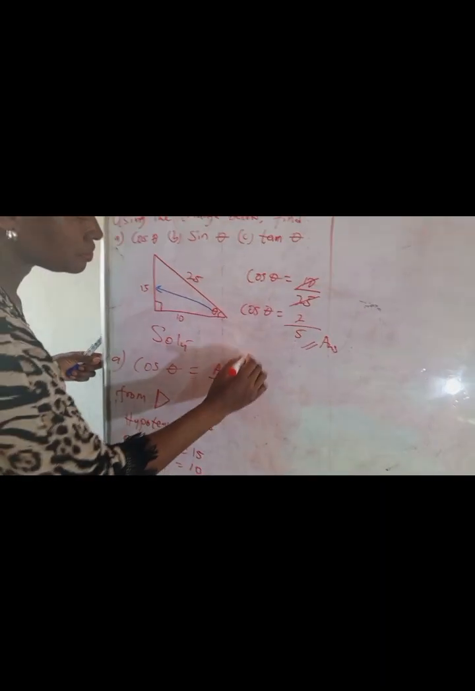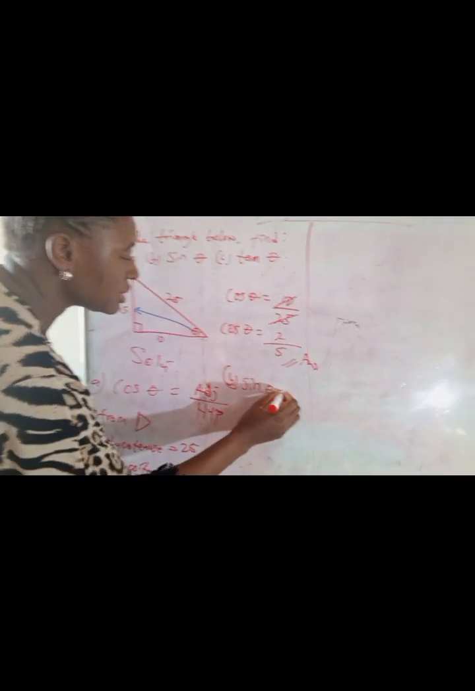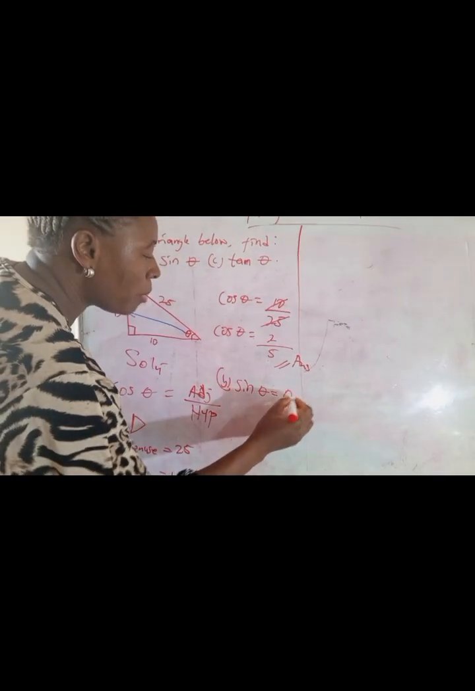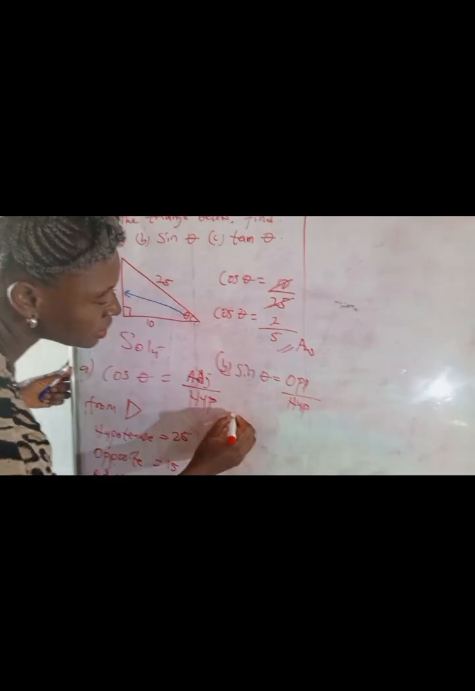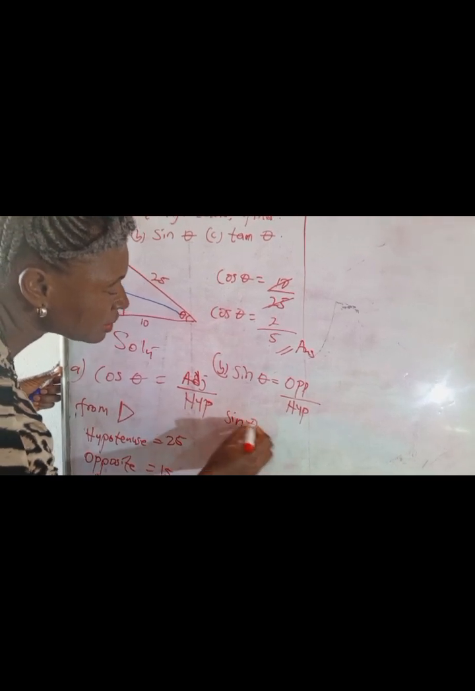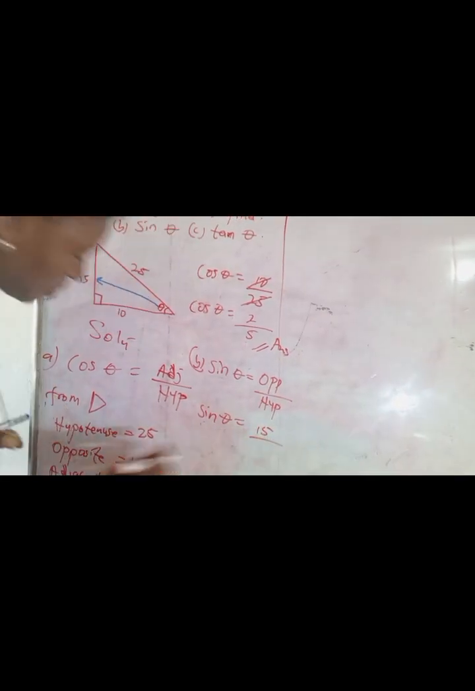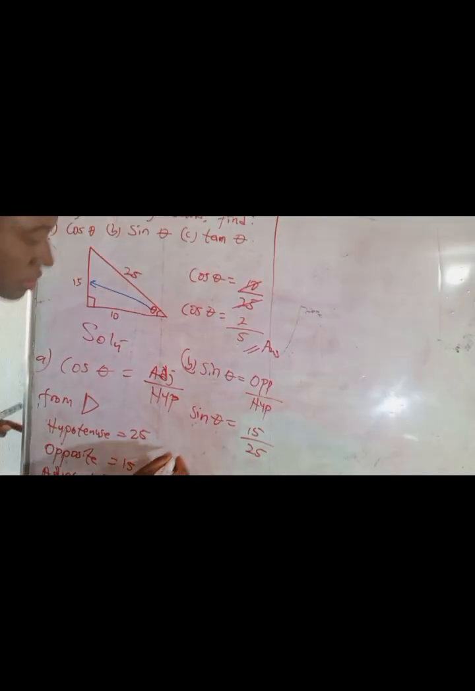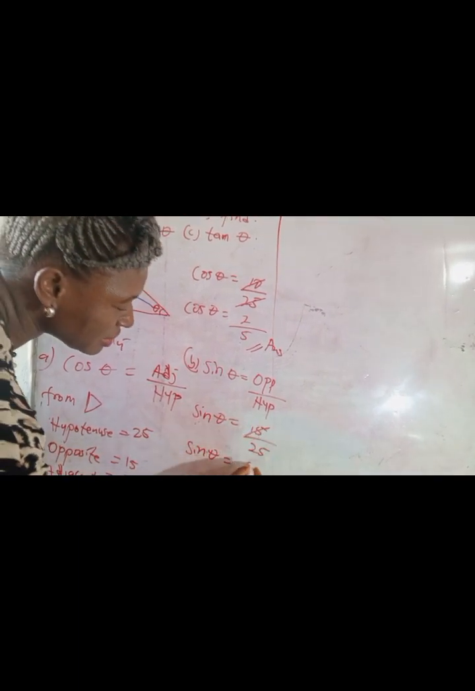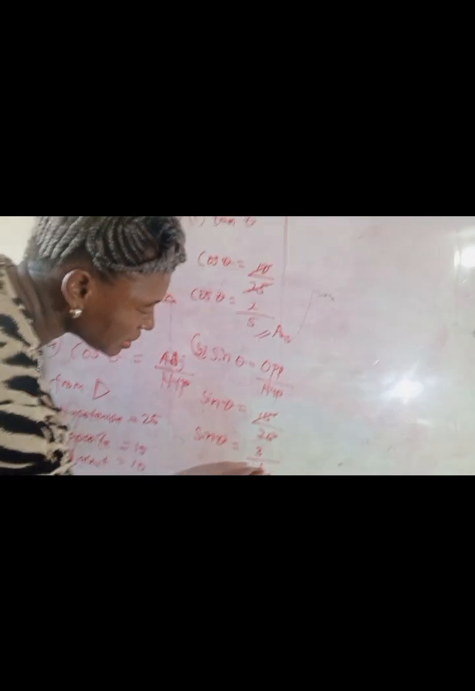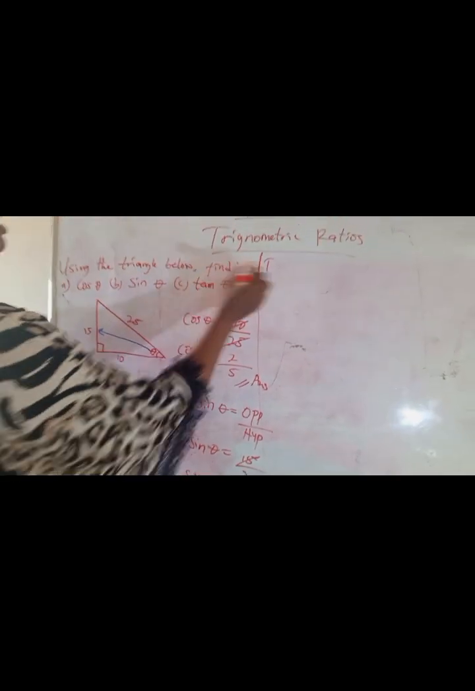Then B, they say we should find sin theta. Sin theta is opposite over hypotenuse, which is sin theta is equal to opposite 15, hypotenuse 25. 5 can divide again. Sin theta equals 15 divided by 5 is 3, 25 divided by 5 is 5. Answer: 3 over 5.